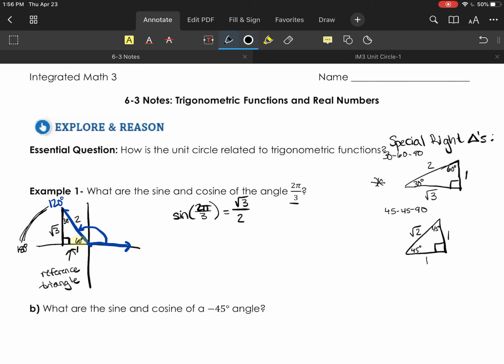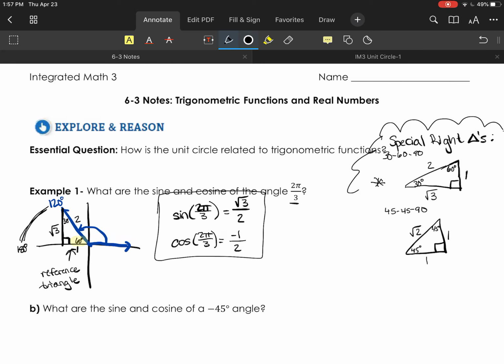So my opposite side would be radical 3. My hypotenuse would be 2, based off of that 60-degree angle. Then my cosine of 2 pi over 3 would equal my adjacent over hypotenuse. So adjacent would be negative 1. My hypotenuse is 2. And there's my answer. That's all there is to it.